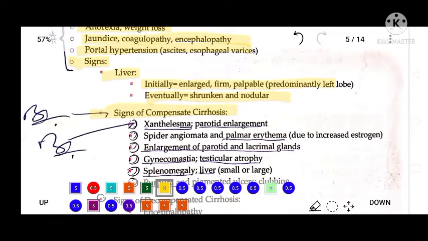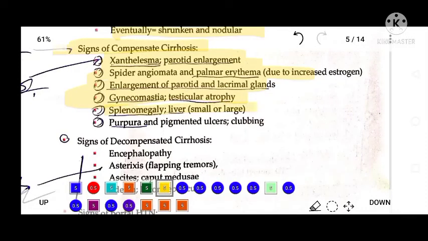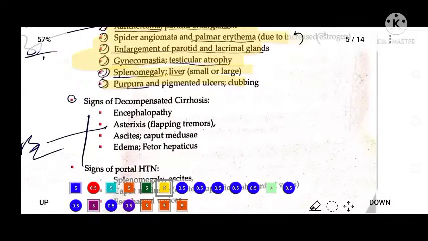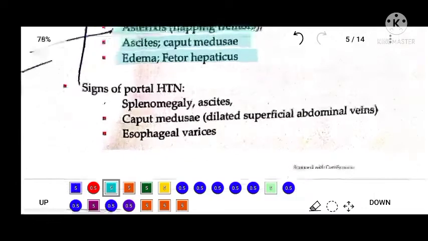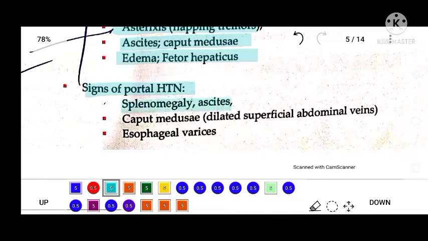Signs of compensated cirrhosis are xanthelasma, parotid gland enlargement, spider angiomata, gynecomastia, splenomegaly, purpura, and pigmented ulcers, along with clubbing. Now, signs of decompensated cirrhosis are the most important signs and commonly occur: encephalopathy, asterixis, flapping tremors, ascites, caput medusae, edema, and fetor hepaticus. Signs of portal hypertension are splenomegaly, an enlarged spleen, ascites, and a distended abdomen.